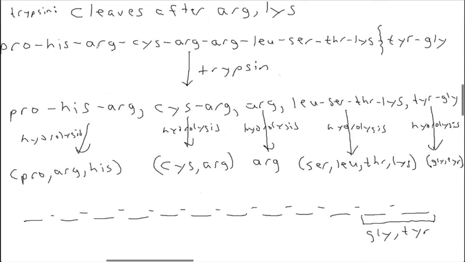All right, so that's a good thing to put in your notes about trypsin. What should we write down about trypsin? If you use trypsin and you get a fragment that doesn't have arginine or lysine, what do you know about that fragment? The fragment goes at the end of the polypeptide chain. Yeah, so maybe I'll write that here.